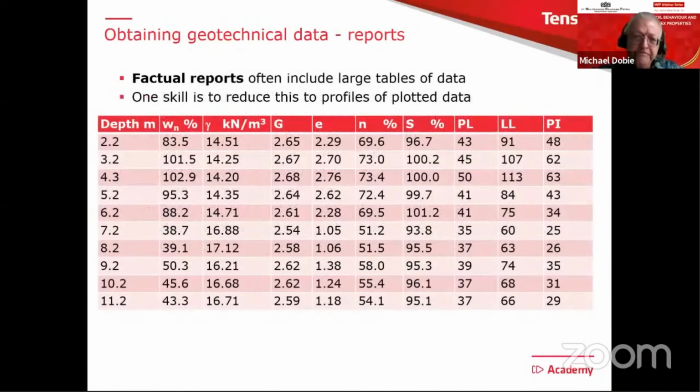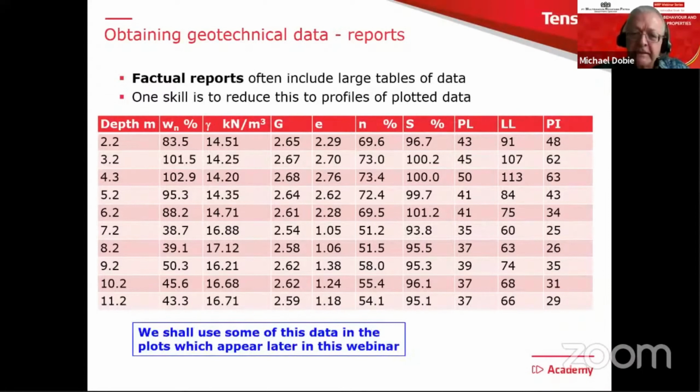And also in these reports, you frequently have large tabulations of data. And the only point I want to make here is that if you're an interpreter, if you want to use this information, it helps greatly if you can summarize this into a small number of plotted profiles or similar graphs, because you can see everything so much more quickly. And that is something which we need to look at briefly.